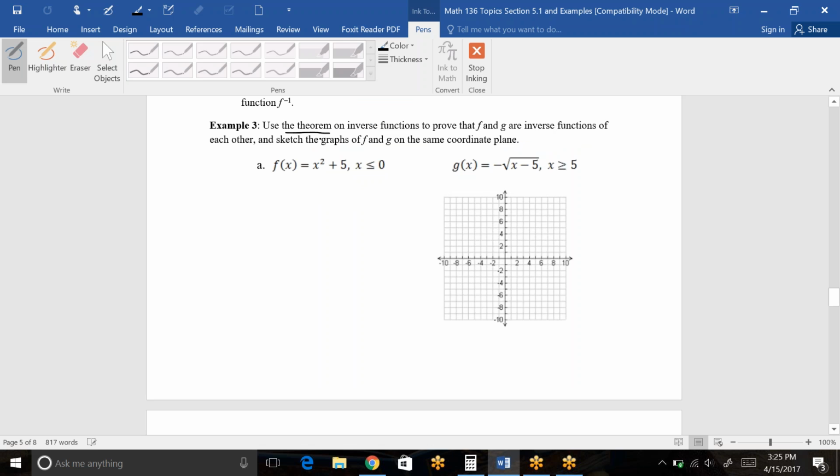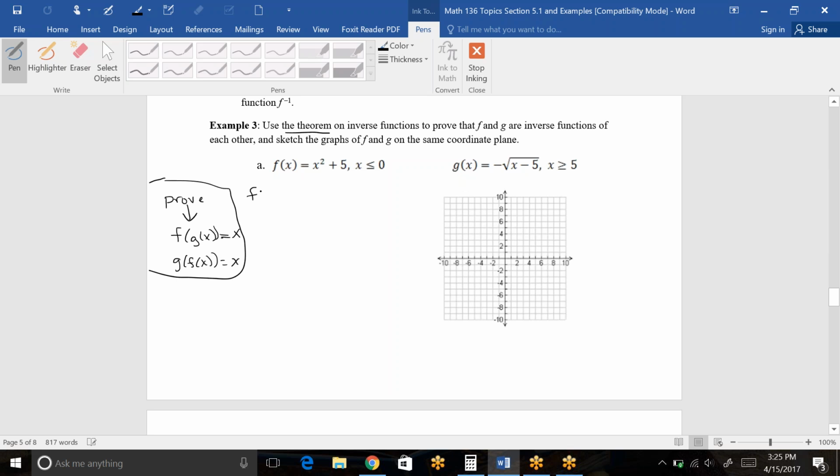To use the theorem, what you have to do here is prove that f of g of x equals x. That's what we're trying to do. And g of f of x equals x. If you can prove this, then you can say they are inverse functions of each other. If you can't prove that for both of them, then they're not inverses of each other. So this is our goal. Okay, that's how you prove that they are inverses.